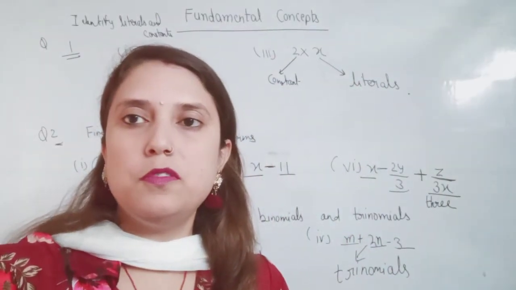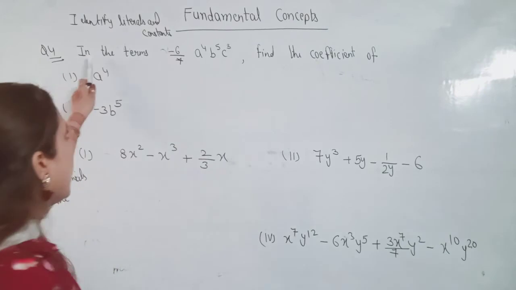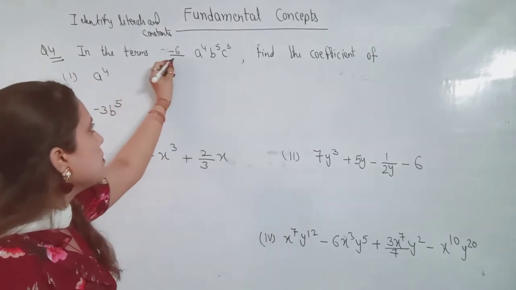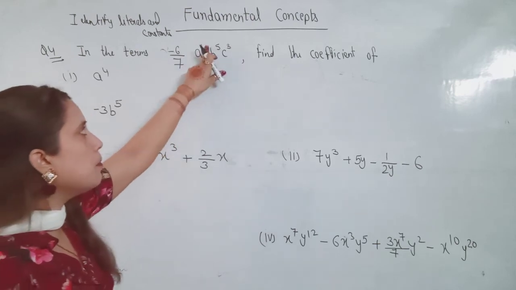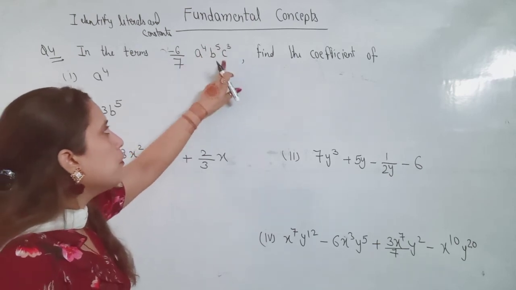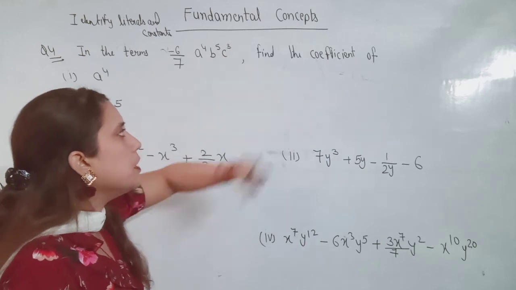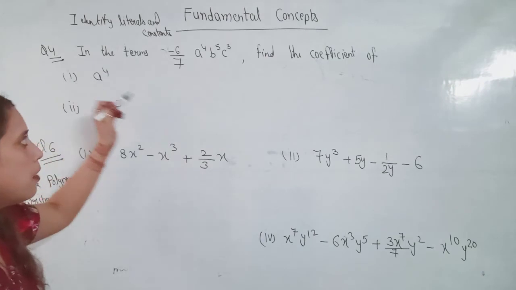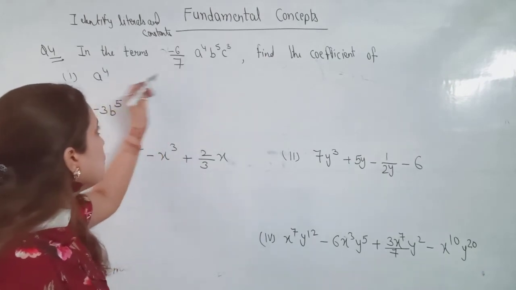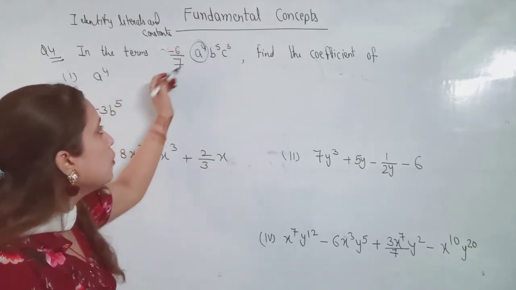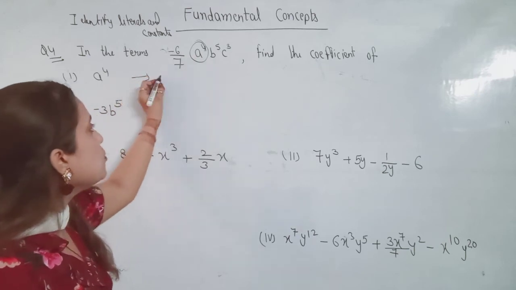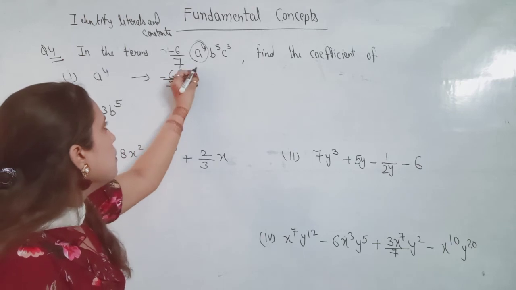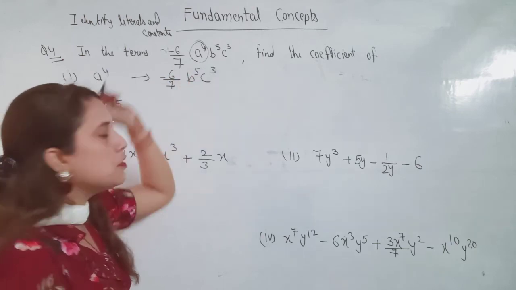Question number 4 is: in the term minus 6 upon 7, a raised to the power 4, b raised to the power 5, c raised to the power 3, find the coefficient of the first part, a raised to the power 4. So what is the coefficient of a raised to the power 4? The coefficient of a raised to the power 4 will be minus 6 by 7, b raised to the power 5 and c raised to the power 3.